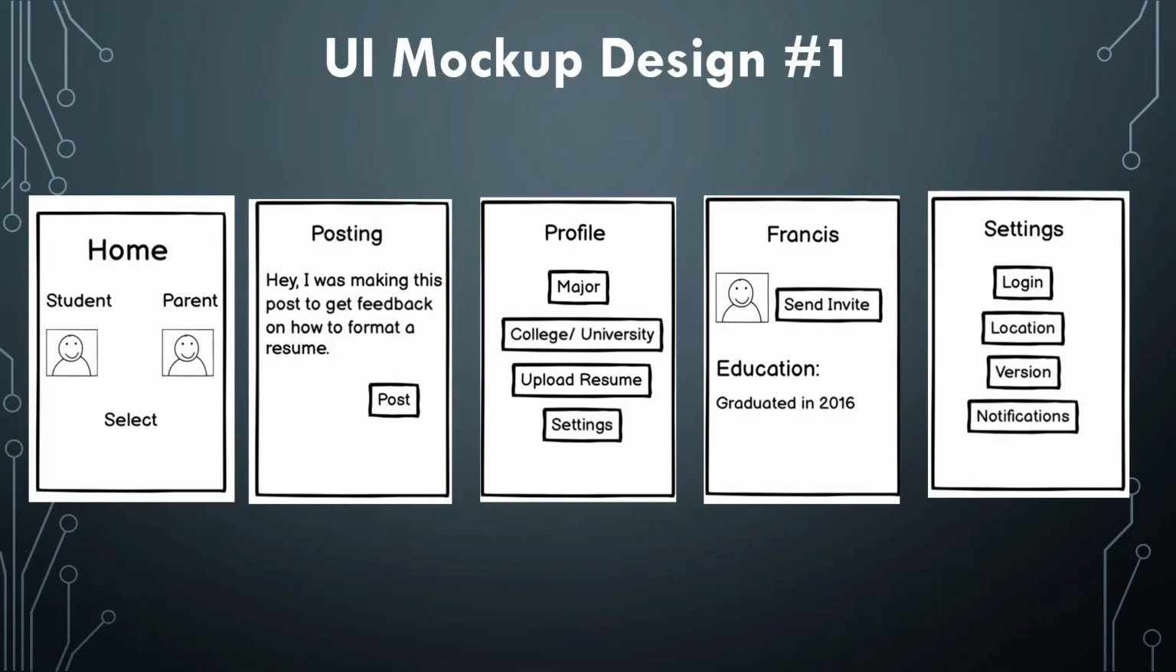This was the mock-up for our first design. As you can see, there are 5 pages: a home screen, a screen to make posts and ask questions, get information from other people, and a profile page to add information about yourself, what college you went to, what was your major, upload your resume, all sorts of stuff like that. The fourth one is a mock-up of what a profile page would look like to send an invite to somebody, just a random name, someone named Francis. And then the last one is a settings page. This is a typical look for a mobile app.